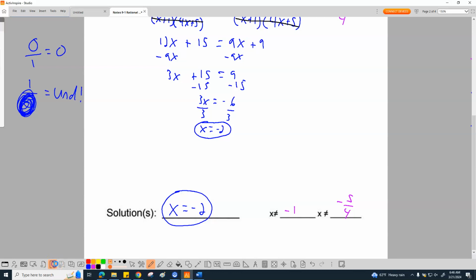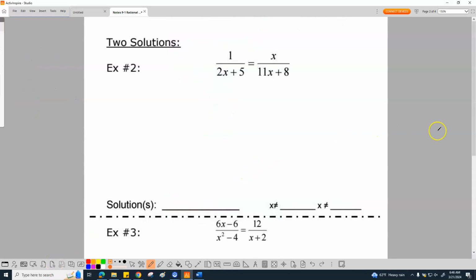All right, moving on to example 2. Example 2, it requires all this crazy stuff again. So let's look at it. We want common denominators. Basically, it's not that hard to do. So let's go ahead and just start by getting common denominators.